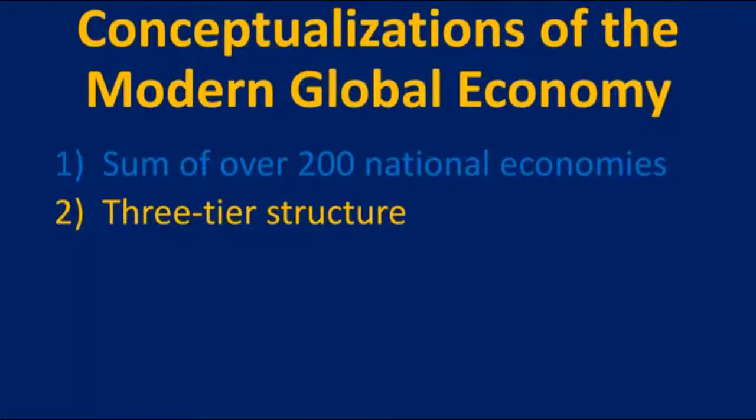Our second conceptualization of the modern global economy is that there is a three-tier structure, which I already hinted at in the previous video when I looked at the table of Funk and I looked at low income, middle income, and high income groupings. And so what we have essentially is a core, or a group of core countries, or super wealthy countries. We have a group of super poor countries, or peripheral countries. Then we have these countries that are in between.